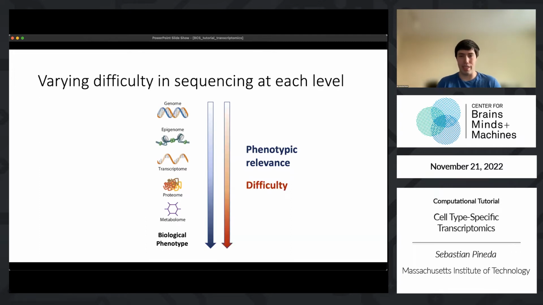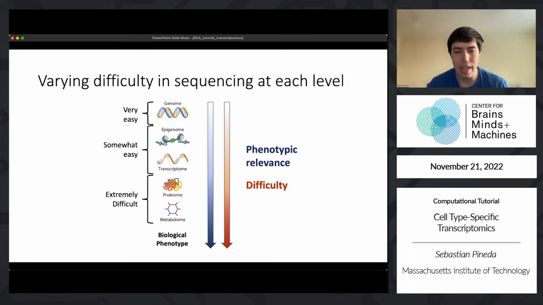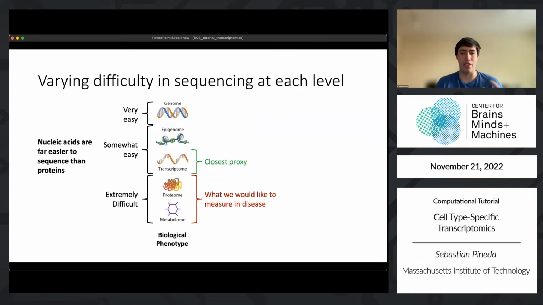It's inconvenient that as we go down this ladder, things get more difficult, mainly in the context of sequencing technologies. As a general rule, sequencing nucleic acids is very, very easy. Profiling proteins and small molecules is very, very difficult. This poses a challenge for us because, at least in neurodegeneration, we would like to see what's happening at the protein and at the metabolite level. And we can't really do that with very high resolution, very high throughput.